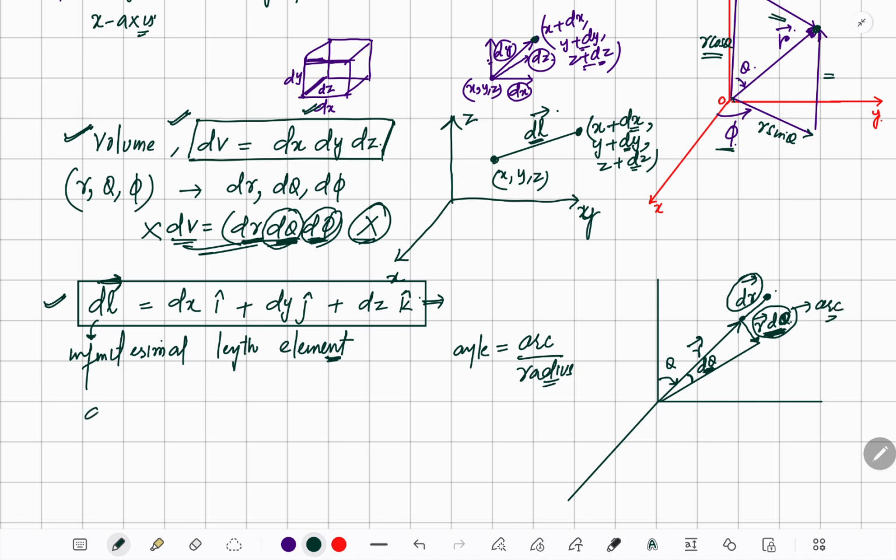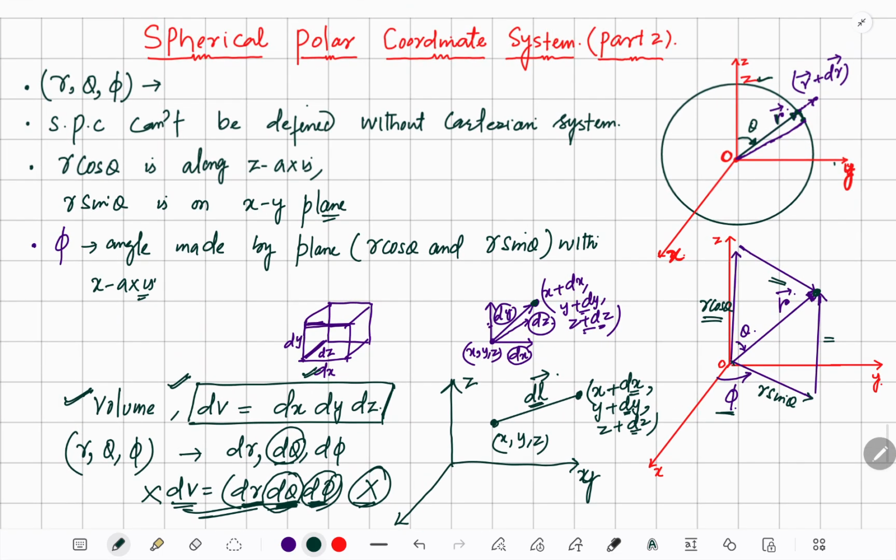So if we write dl now, we moved simply dr because that is itself length, dr along r cap. And in place of the d theta we have to write r d theta. So r d theta we moved along theta cap. I told you in the last video, this is the theta cap direction.